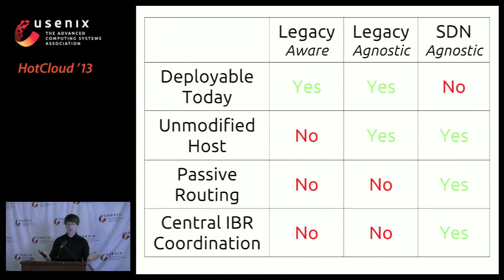We don't have to modify our individual VMs. The routing is now passive. The individual tenants don't have to worry about maintaining routing tables to allow this. It's all done at the data center level. And we can leverage the data center's centralized view of the whole network to really optimize these IVR trust paths.